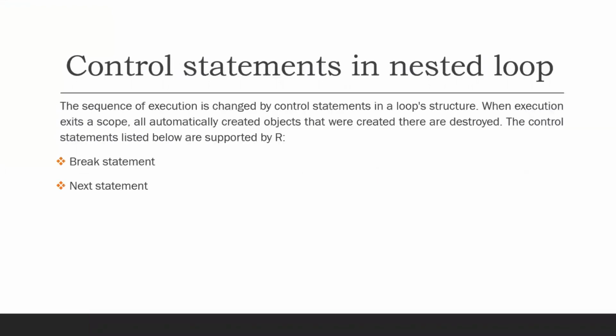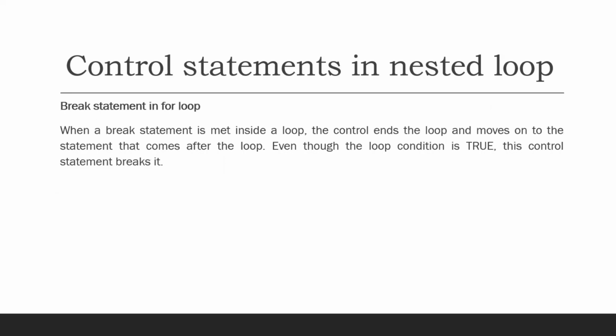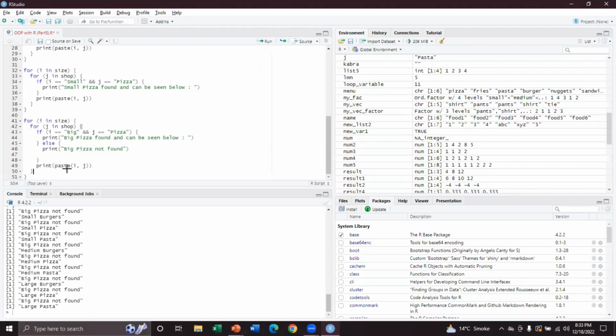The sequence of execution is changed by control statements in a loop structure. When execution exceeds a scope, all automatically created objects that were created are destroyed. The control statements supported by R include the break statement and the next statement. When a break statement is met inside a loop, the control ends the loop and moves on to the statement that comes after the loop. Even though the loop condition is true, this control statement breaks it. Let's see an example of it.